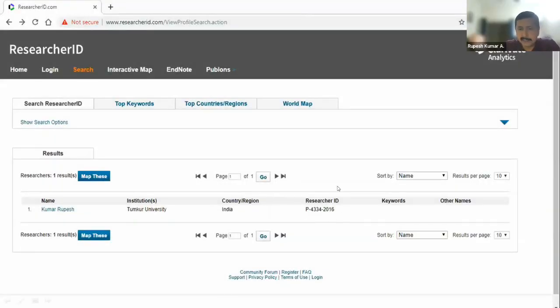So you will get a 9-character alphanumeric Researcher ID. That's why I talked about author name disambiguation. There may be thousands of Rupesh Kumars who are contributing articles, who are authors, but no other Rupesh Kumar will have the Researcher ID P4334 2016. This is author name disambiguation. You can claim the credit for your research. You can prevent others from falsely claiming credit for your research.